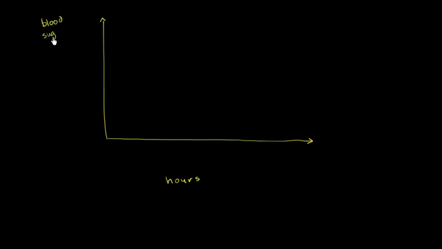So let's think about what might happen after we have a meal. Let me draw a little chart over here. Let's call this hours. And then on the vertical axis, I'm going to talk about our concentration of sugar in the blood. So blood sugar concentration. Blood sugar, or you could call it glucose concentration. When we're talking about blood sugar, we're talking about glucose concentration.